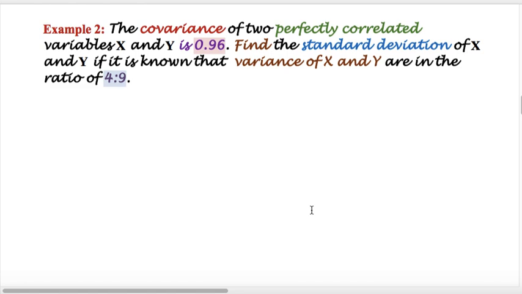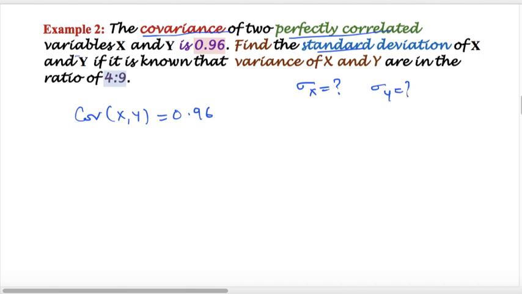Now let us see the next example. Here this example says the covariance of two perfectly correlated variables is 0.96. So the covariance of x and y is given as 0.96, and they are asking to find the standard deviation of x and y. So they are asking what is the standard deviation of x and what is the standard deviation of y, when it is known that the variances of x and y are in the ratio of 4:9. So we know that variance is the square of standard deviation, so it is given as 4:9. So these are the values given to us.